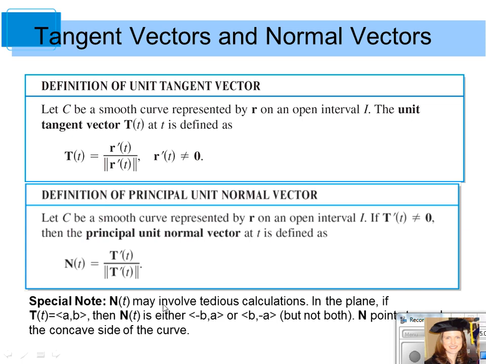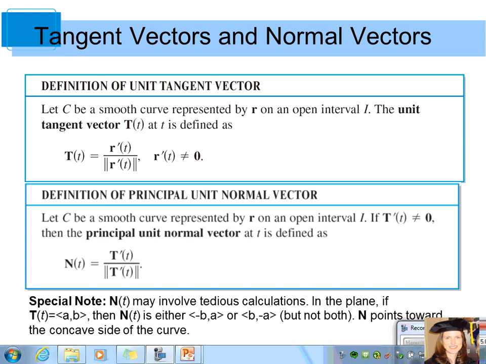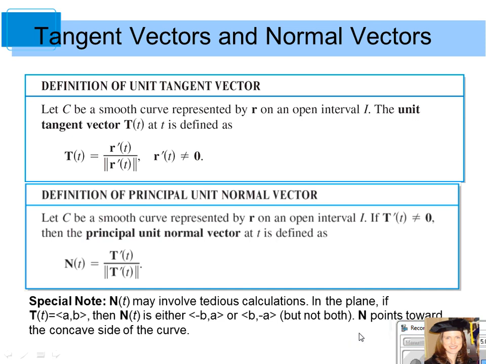I do have a special note here at the bottom. I do note that N of t, that principal unit normal vector, may involve tedious calculations. In the plane, if the unit tangent vector has components a, b, then the principal unit normal vector is either negative b comma a or b comma negative a, but it can't be both. And the principal unit normal vector points towards the concave side of the curve. So it's a little bit of a shortcut there.